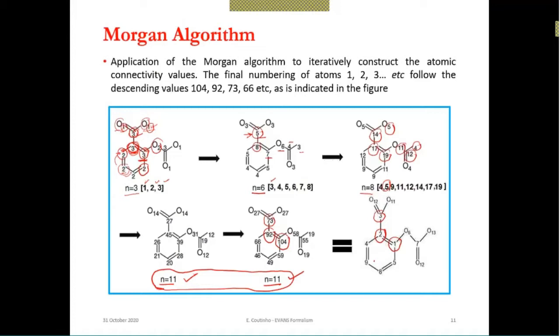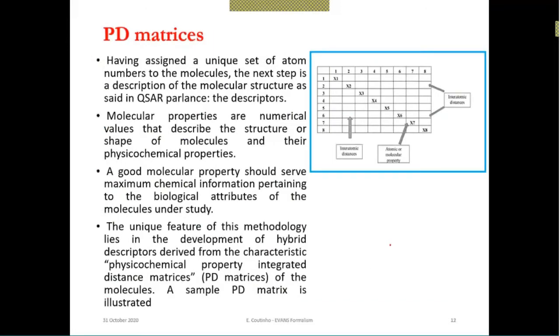And this is important because now we are going to use these atomic numbers in order to compute interatomic distances. So here I'm back again with the PD matrices. As I said, in the first row you have the atom numbers. In the first column here you also have the atom numbers. And along the diagonals, you have your physicochemical properties, which are populated out here.